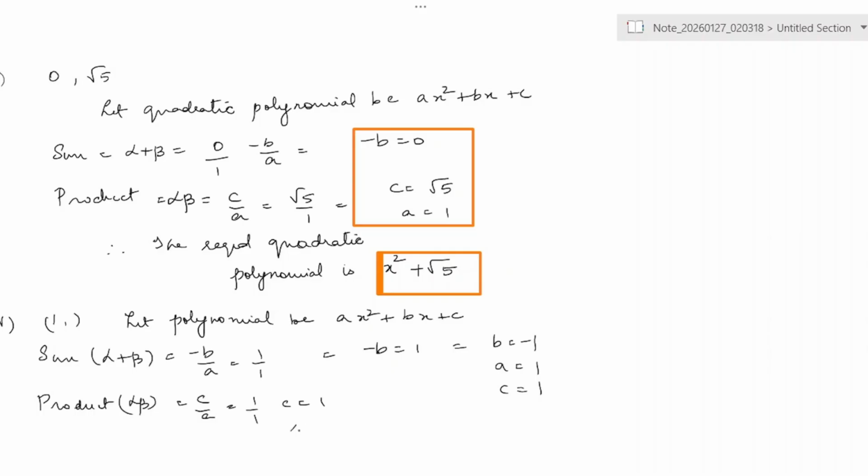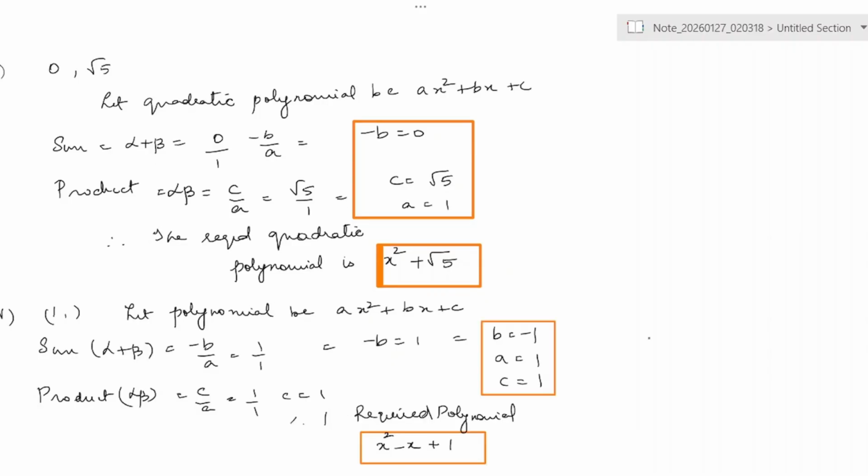So therefore the required polynomial is... we'll put a, b, c values in the equation. So x squared minus x plus c. Plus c is 1. Okay, so this is the answer. We just highlighted the answer. So we'll go to the last sum.